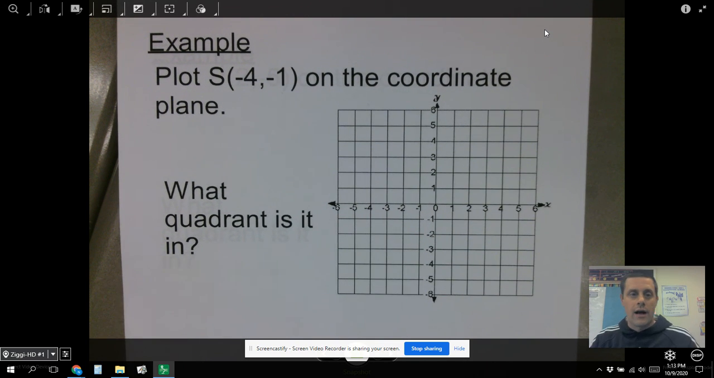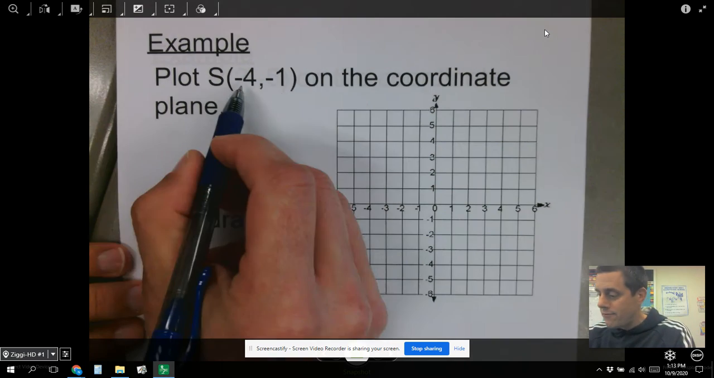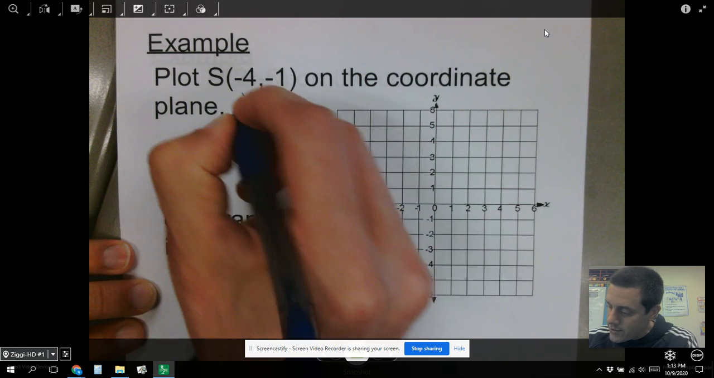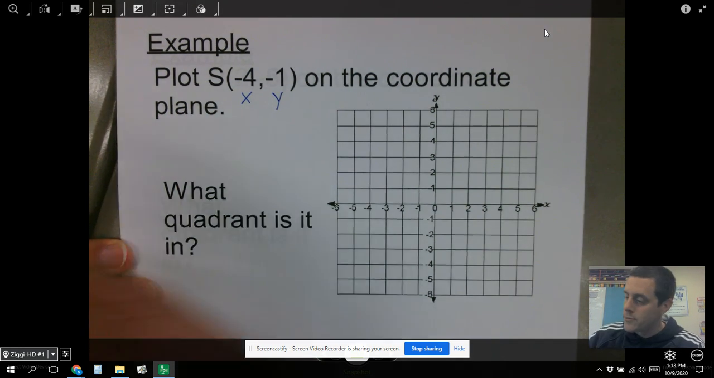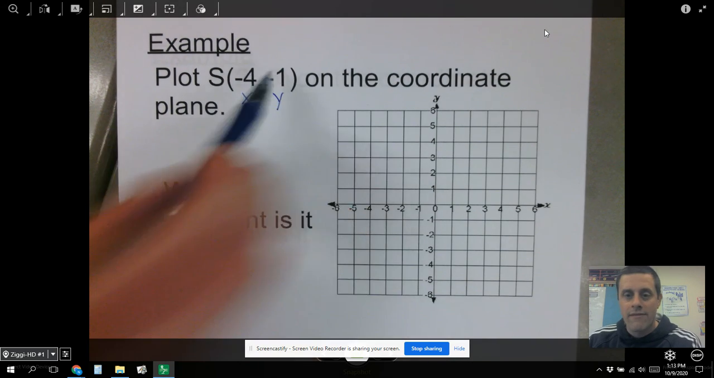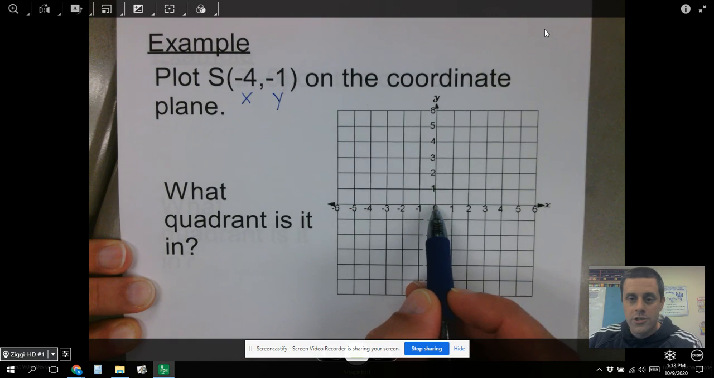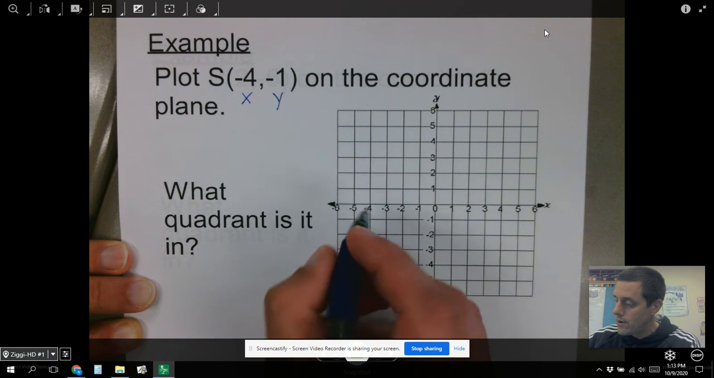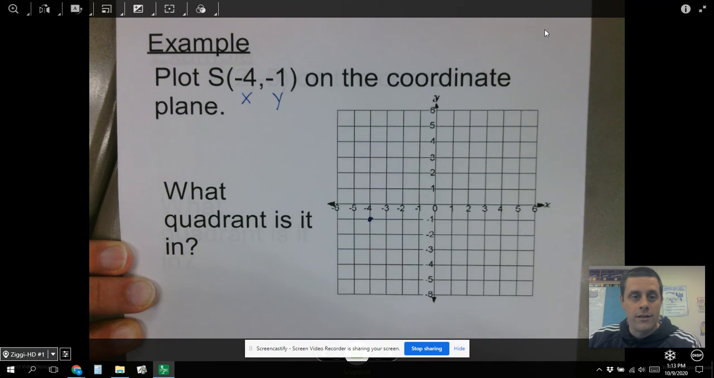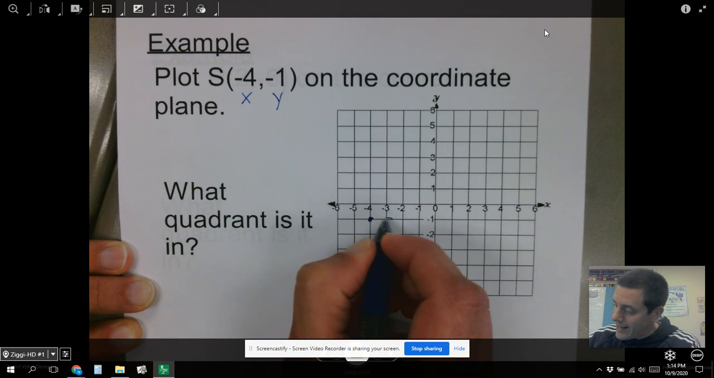All right, next point I want us to graph. Point S is at -4, -1. If it helps you label these values, X always comes before Y in the alphabet. That is true for ordered pairs as well. So my X value is -4, my Y value is -1. Starting at the origin as always, an X value of -4 says we are moving left 4, 1, 2, 3, 4, and we're going to move -1 on the Y-axis. Negative means down in the Y-axis. We're going to move down 1.